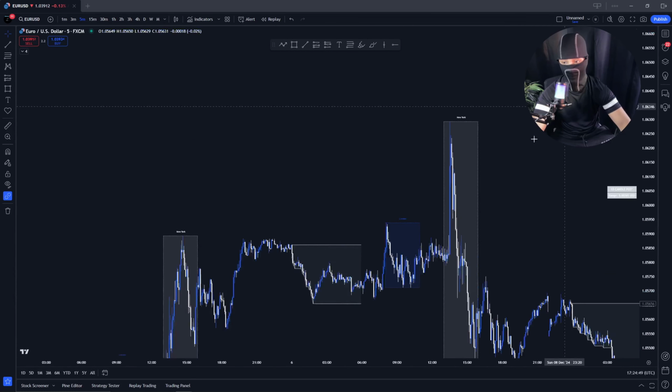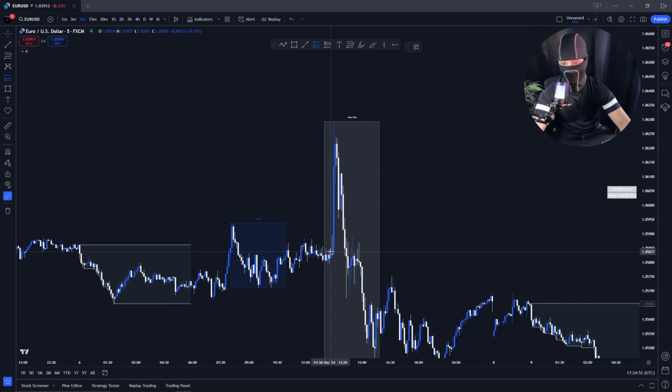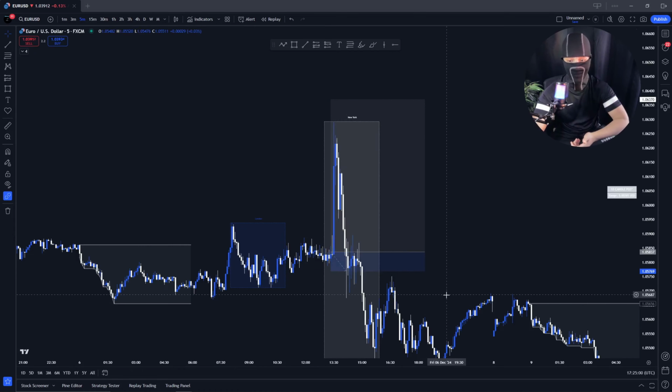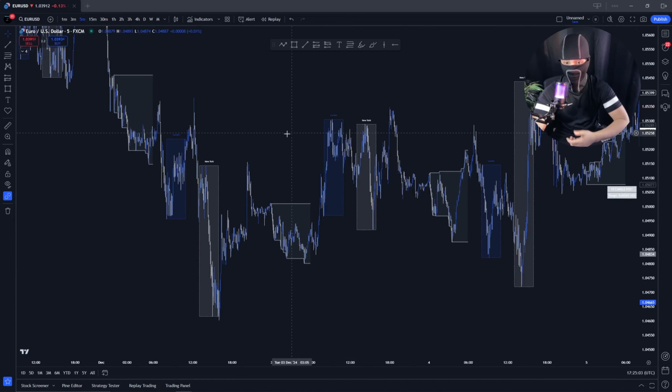Also another thing with trading news, because price is so volatile, let's just say you were in a buy, you want to be very careful because price can go flying into profits. You get so greedy that you don't close and the price just reverses. What can also happen is price will just wick both ways.